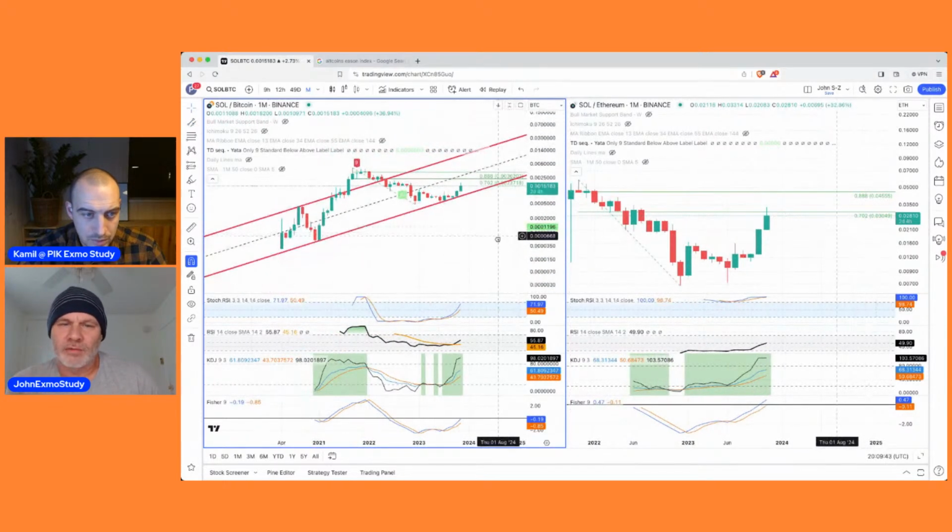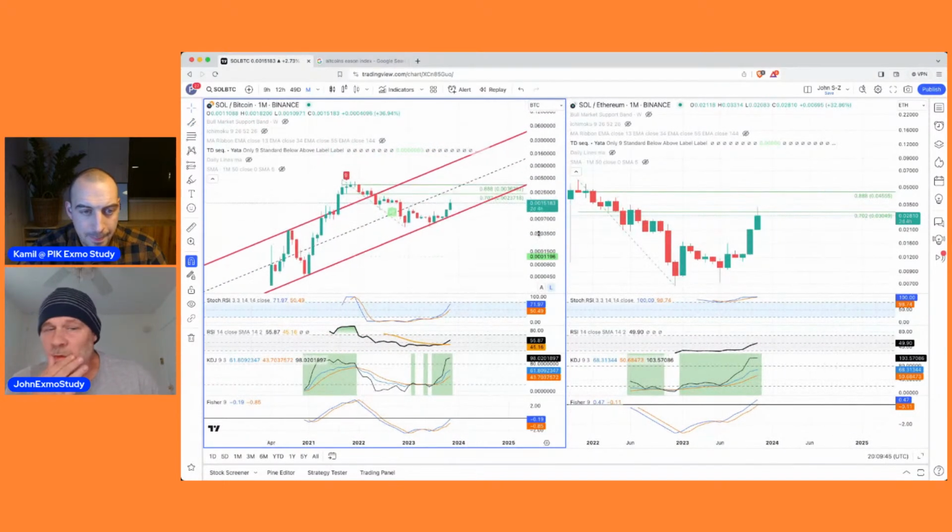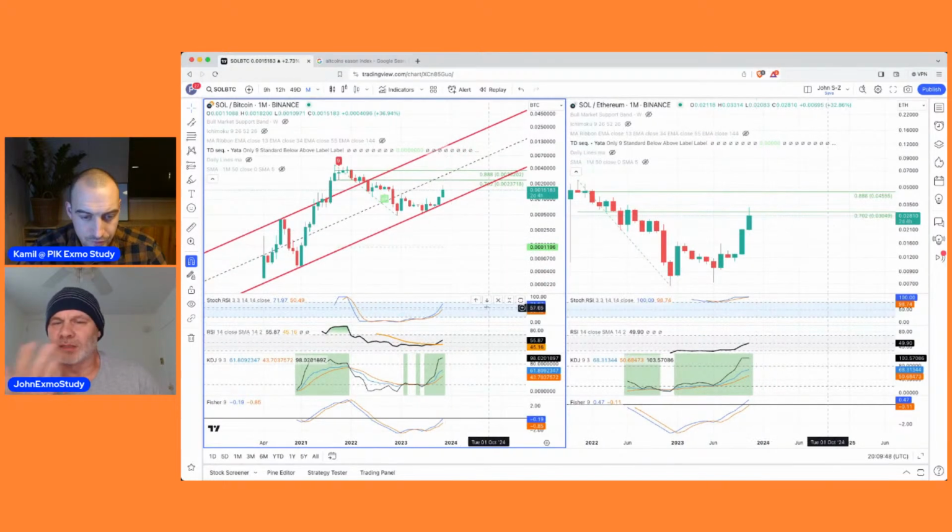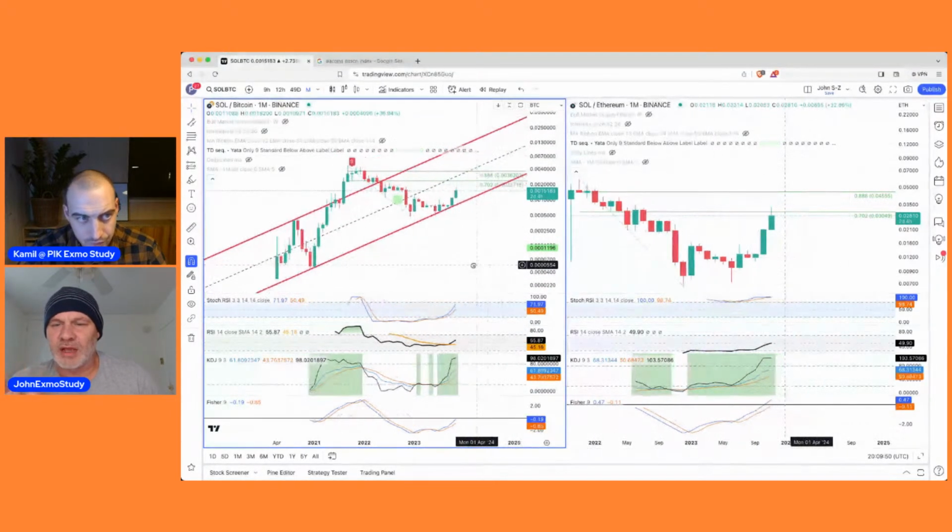Some shadows, not bad overall. Not horrible overall. It feels like this is one that's just trying to stay up as well.